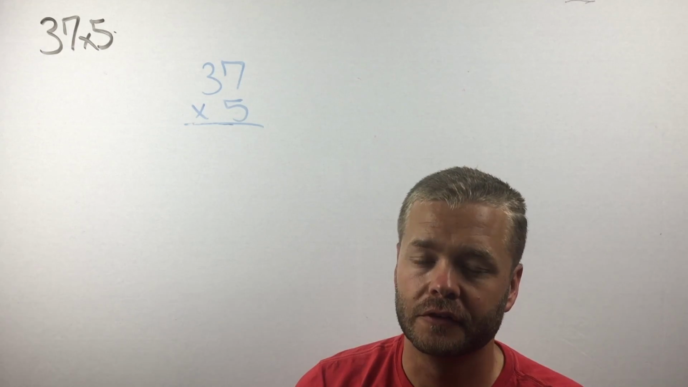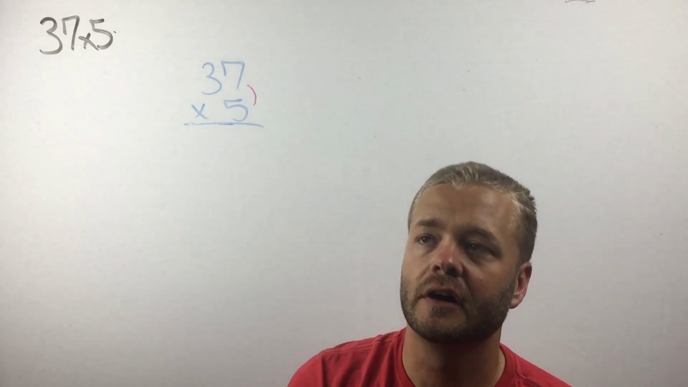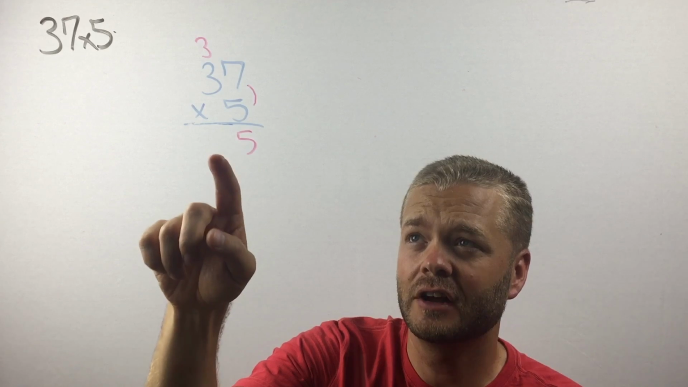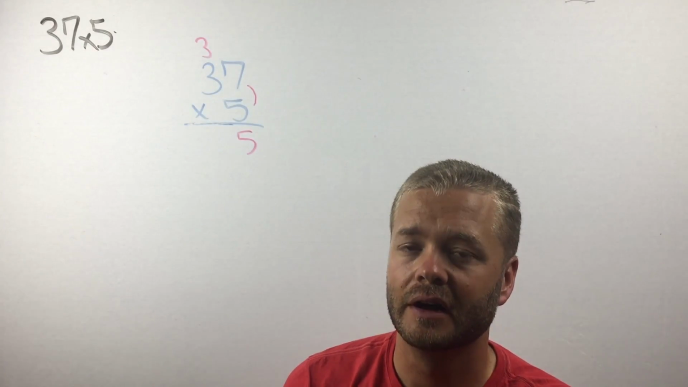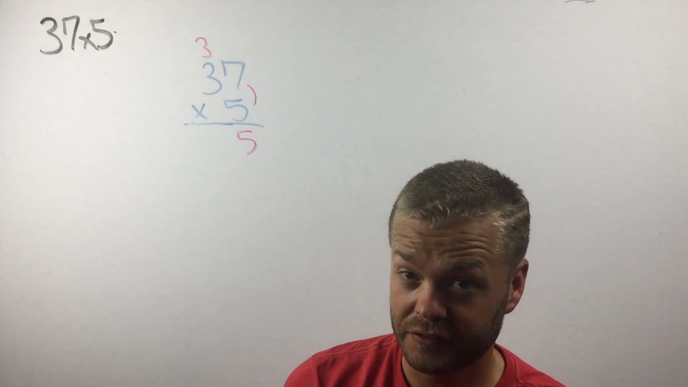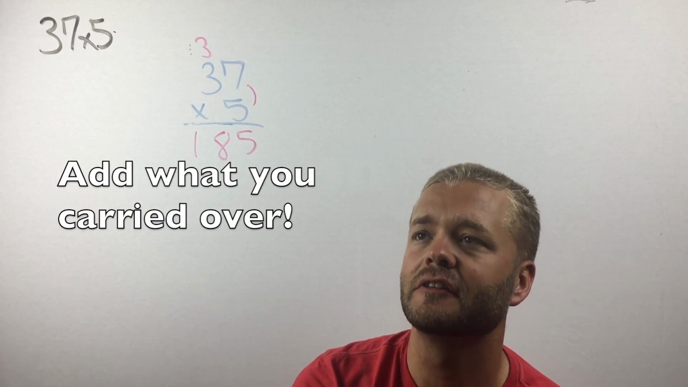Do it this way. The first step is multiply the ones digit by the ones digit. 5 times 7 is 35. You need to regroup. That 3 in the 35 needs to go above the tens place. Now multiply the ones digit by the tens digit. The 5 times the 3. 5 times 3 is 15, 16, 17, 18. Notice how we still got 185.